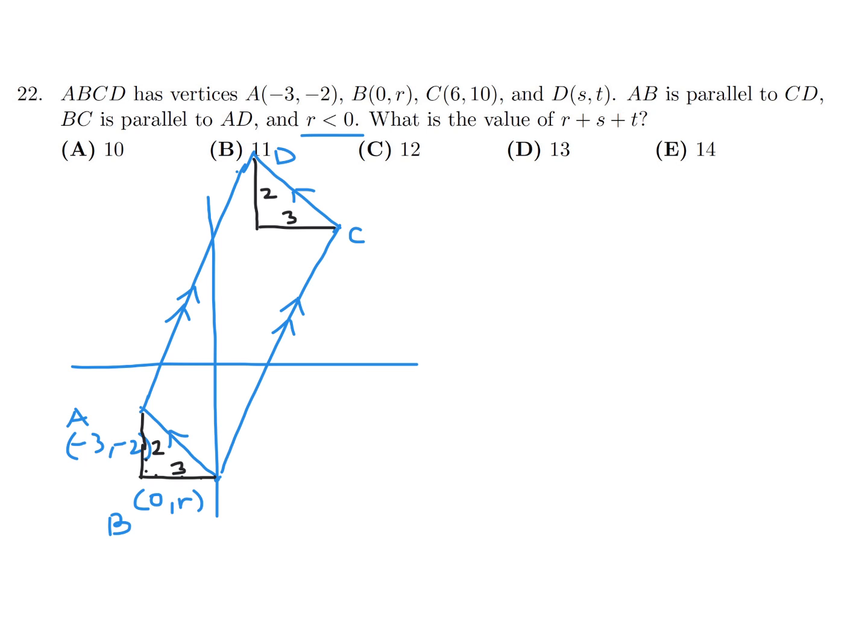So what does that mean? It means that D has the coordinates (S, T), and C has (6, 10). So if we take the x coordinate S plus 3, that is 6, and therefore S is 3. And then similarly, if we take T and subtract 2, we would get 10. Let me just see if that's correct.